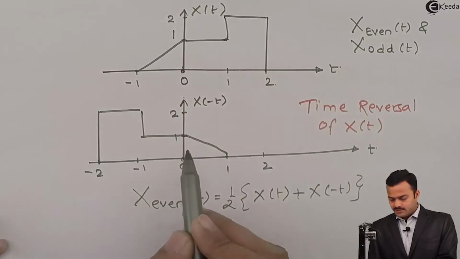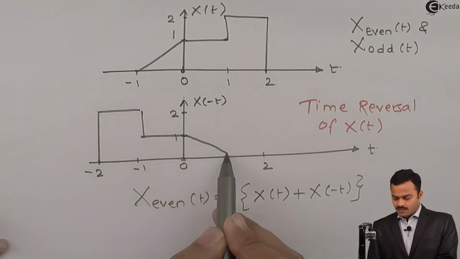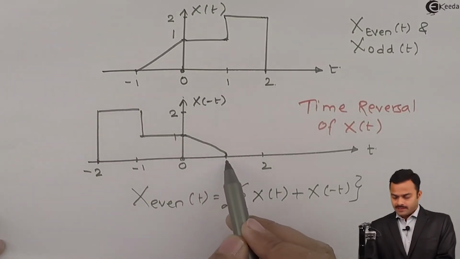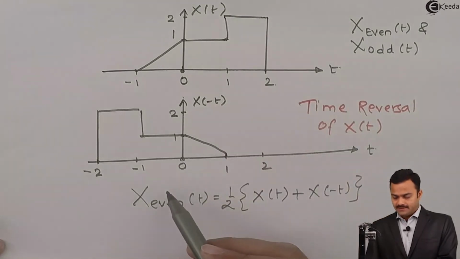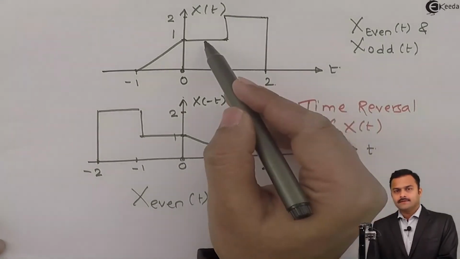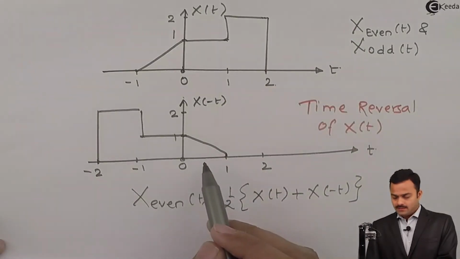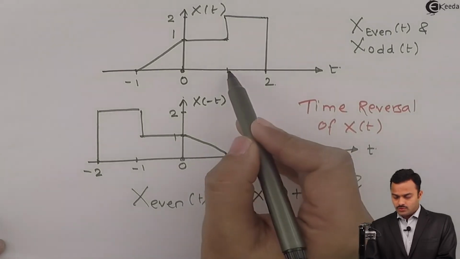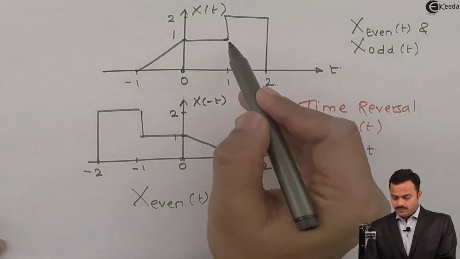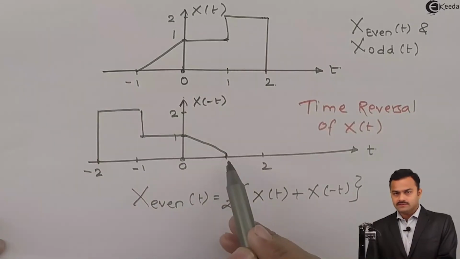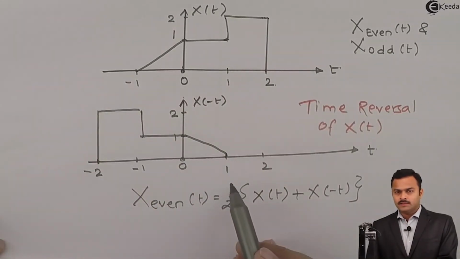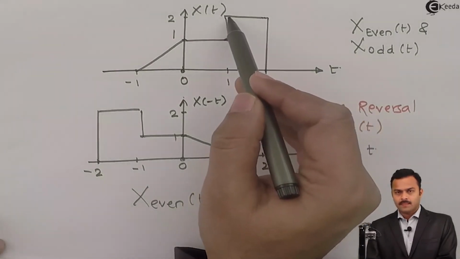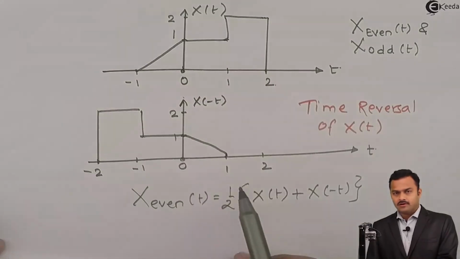Whereas for x of minus t, the slope is minus 1, and for t equal to 1 it reaches the value 0. So if I combine these two, I will get a resultant slope of minus 1, and at t equal to 1 we should get the value 1 minus 0, which is 1, and that should shoot up to the value equal to 2 because of this nature.